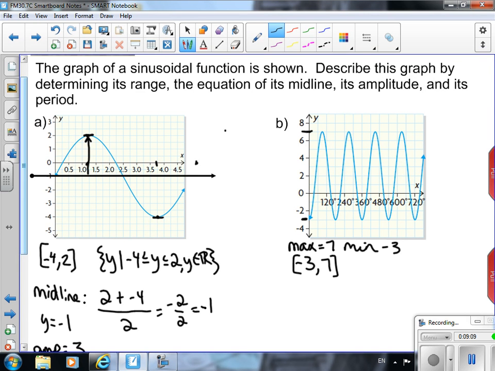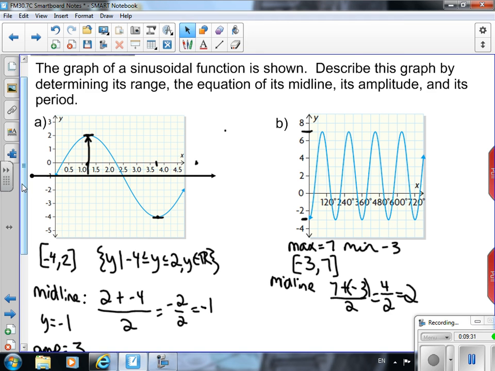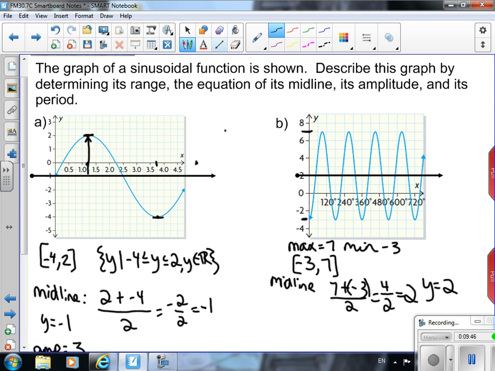And the equation of the midline, again, we can use our max and min values to find this. You can also just count on the graph if you want. So we'd have 7 plus negative 3 divided by 2. We want to know the average, so halfway between. So that would be 4 over 2 equals 2. So that means the midline is passing through y equals 2. And we'll just double check. 1, 2, 3, 4, 5, up to the max. 1, 2, 3, 4, 5, down to the min. And then we'll write it as y equals 2.